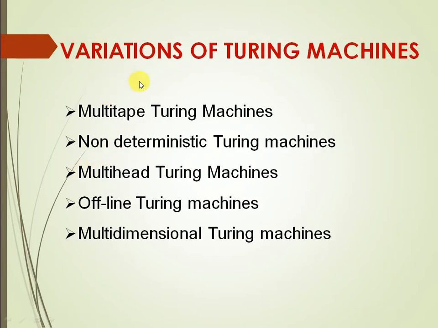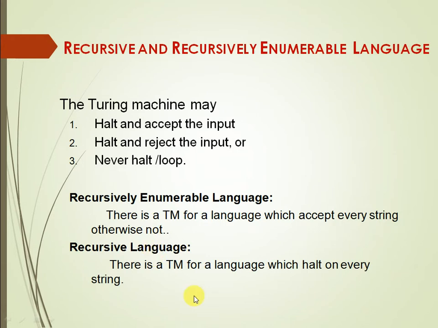Here we will see the different variations of Turing machine. The first variation is the multi-tape Turing machine. Second is the non-deterministic Turing machine. Third is the multi-head Turing machine. Fourth is the offline Turing machine. And the last one is the multi-dimensional Turing machine.